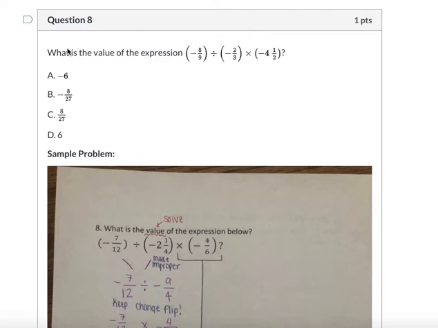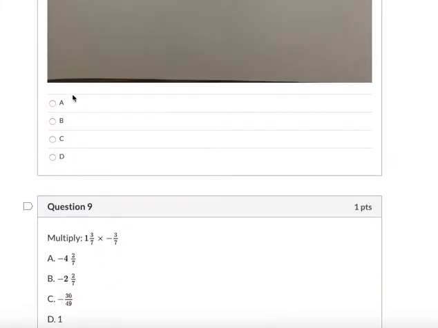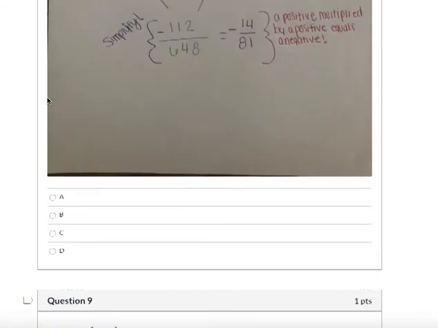Question 8. What is the value of the expression -8/9 divided by -2/3 times -4 1/2? Is it A, -6, B, -8/27, C, 8/27, D, 6? The answer choices are actually underneath where the sample problem is.